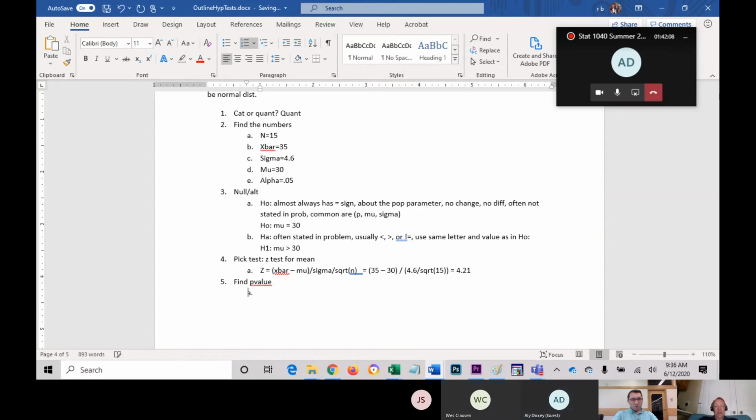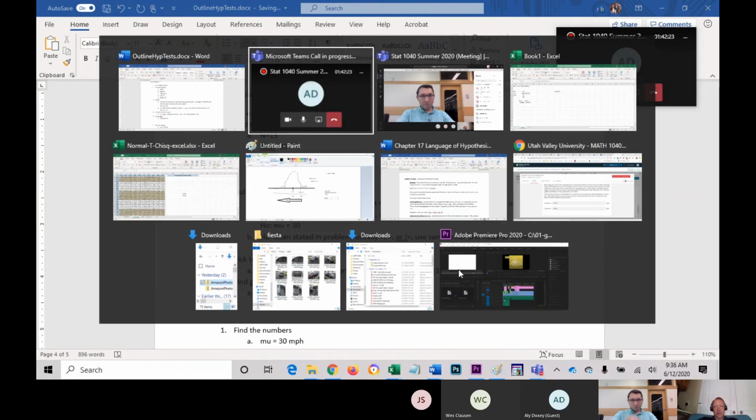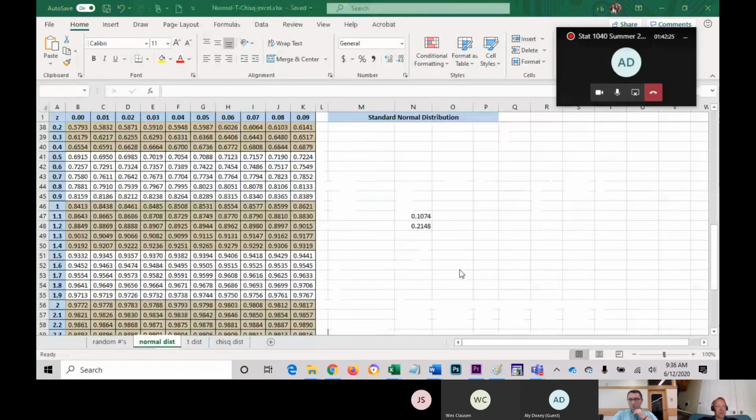And as you notice, this is off the chart, right? Yeah. Okay, so what does that mean? Off the chart. And normally, let's pretend for a moment that it's 3.21, so it's not off the chart. What would you do if it was 3.21?